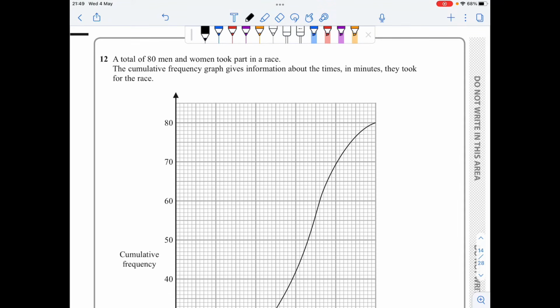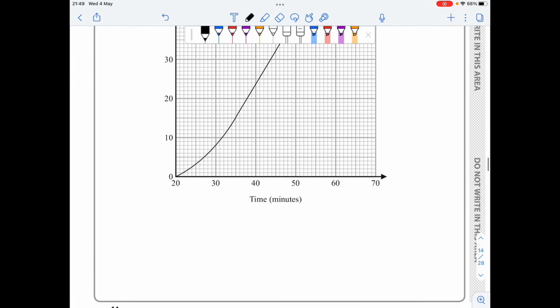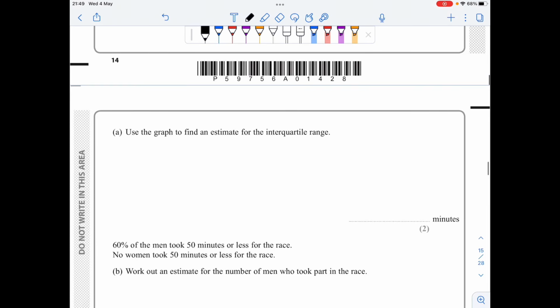In question 12, I've got a cumulative frequency graph for 80 men and women that took part in a race. And in part A, I need to find an estimate of the interquartile range. I'll start by calculating Q1, which is a quarter of 80, and that's 20, and I need the 20th observation from the graph. I'll also need 3/4 of 80, which is 60. That's the 60th observation from the graph.